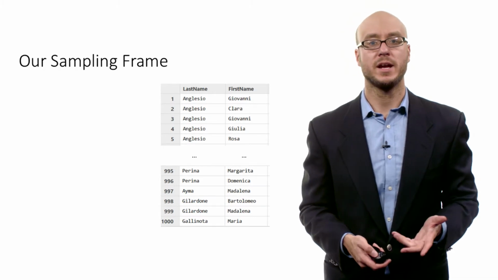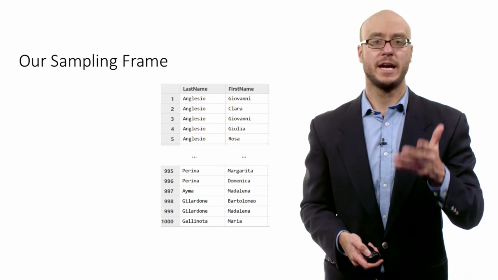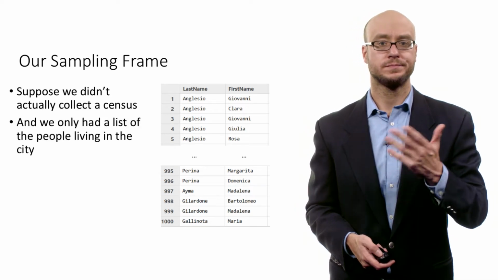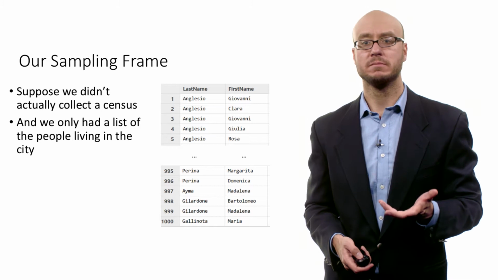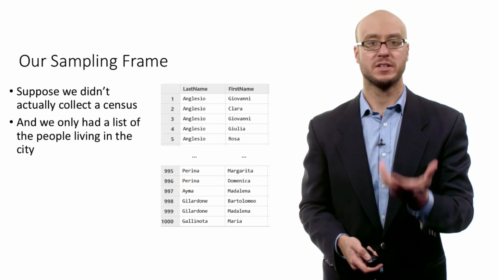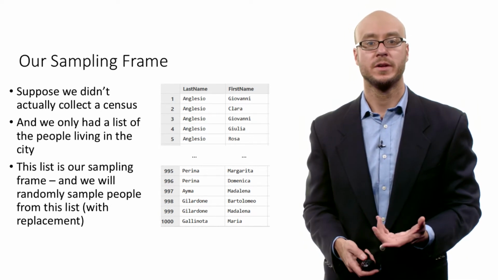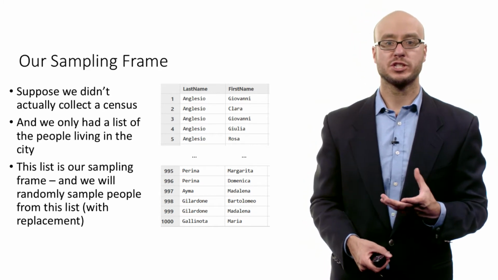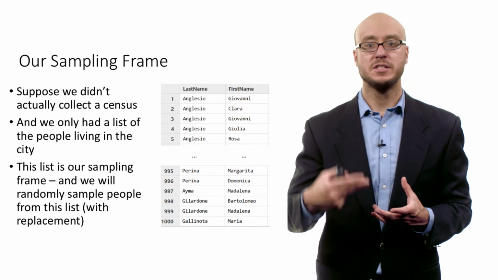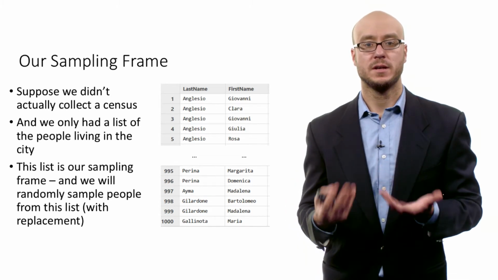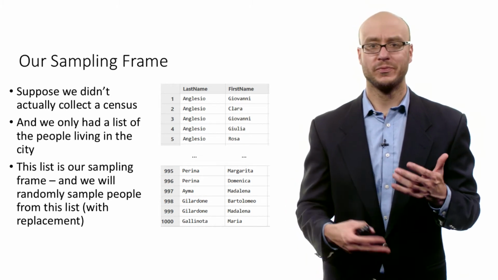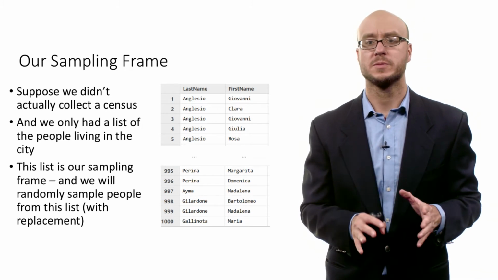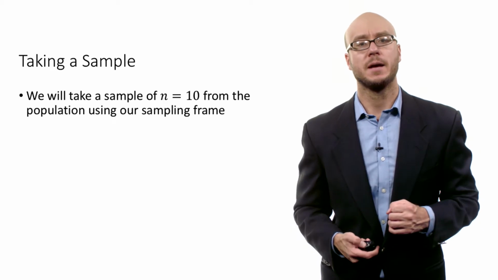So here's a sampling frame. This list is truncated, but it's more or less the number of people in the population. So suppose we didn't actually collect the census, and all we have is a list of everybody. This is our sampling frame. The idea is that when we collect a random sample, we're just going to randomly select these rows of this sampling frame. And for this example, we're going to sample people with replacement. Okay. So let's take a sample.